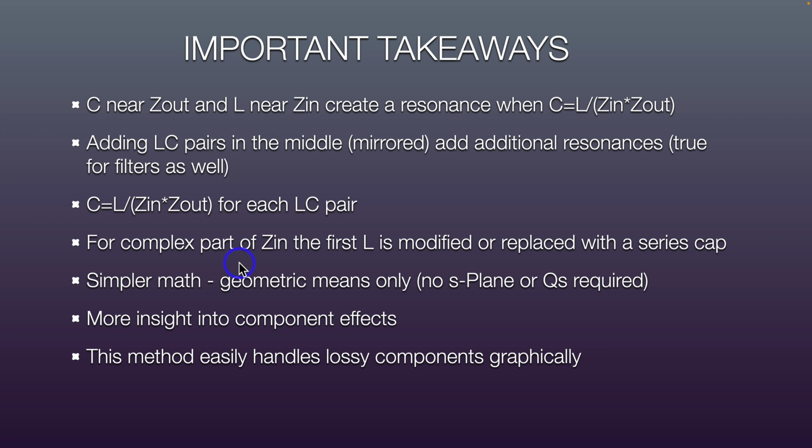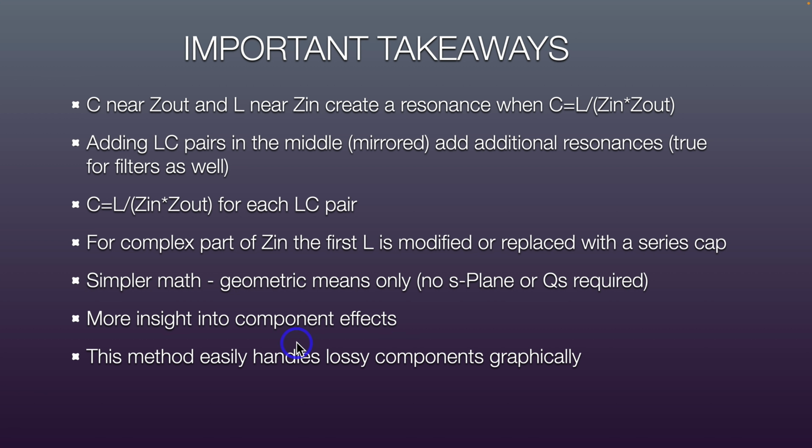For complex parts of the Z in, the first L is either modified in size or replaced with a series cap, depending on what the input impedance is. Now this methodology is much simpler math than what I've seen elsewhere for broadband matches that use analytical approaches. The only thing you're really calculating is geometric means at a bunch of different points, which is very simple. So there are no S-plane calculations like there are for filters, and no Qs are required, even though I showed a couple.